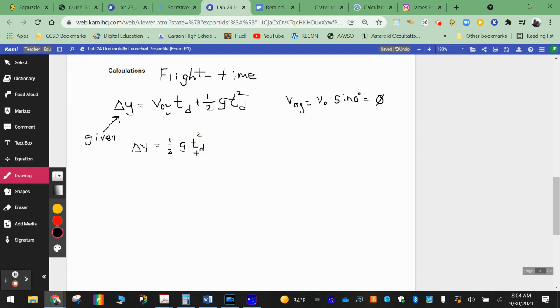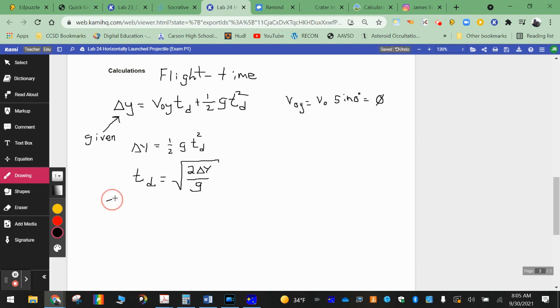From here, can we solve for the time down? Yes, so using our advanced algebra skills, we're going to solve for the time going down. The time going down is going to equal the square root of 2 times delta y, whatever delta y was, which was given to us, divided by g. So there's our flight time.